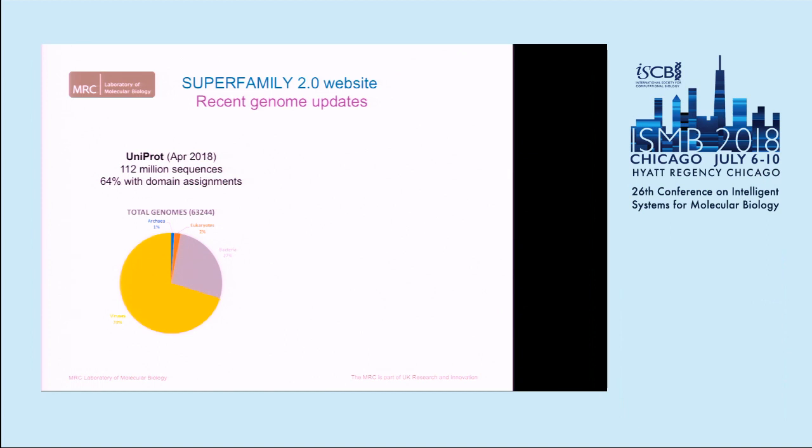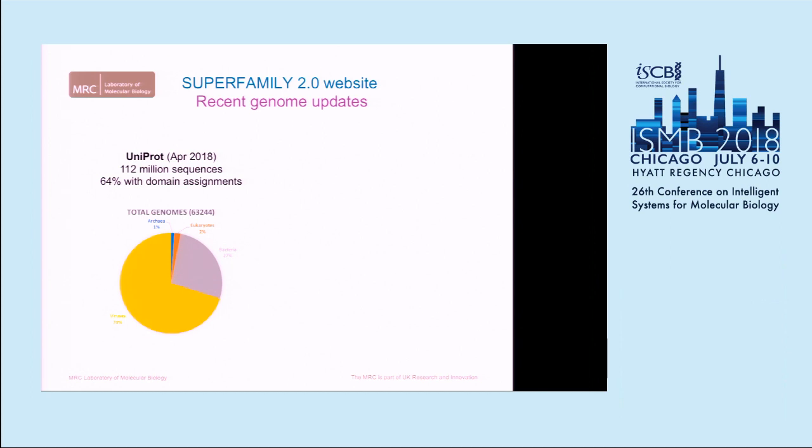So I would like to just discuss the current updates we have done on the SUPERFAMILY database recently. We took up all the UniProt sequences dated April 2018. We ran them through the annotation pipeline and produced domain annotations for them. We have got about 64% of the UniProt sequences annotated with at least one domain in the database.